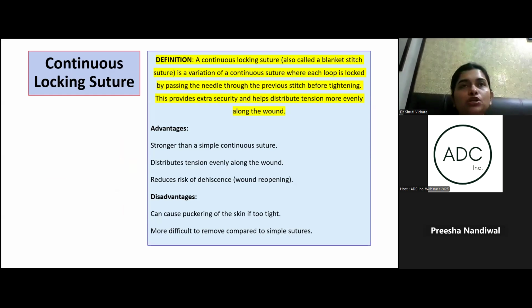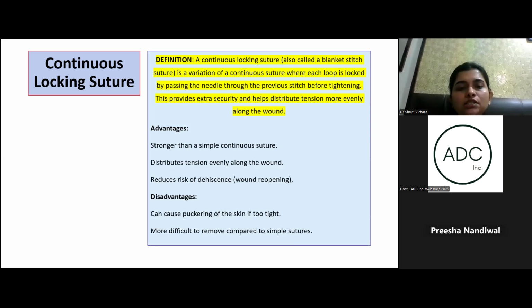Continuous locking suture is similar to continuous suture, but it is a variation where each loop is locked by passing the needle through the previous stitch. Okay, so it is stronger than the simple continuous suture. It will distribute the tension more evenly than the continuous suture. The risk of dehiscence is reduced in these continuous locking sutures.